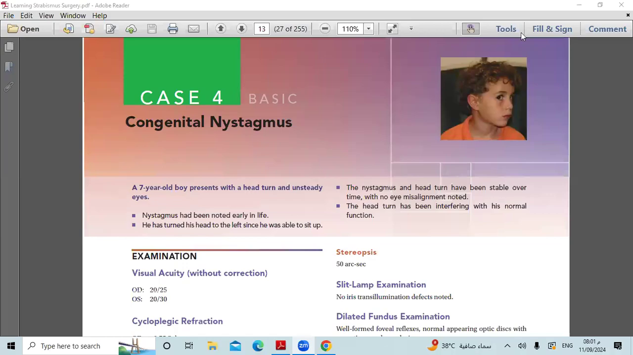A 7-year-old boy presents with head turn and unsteady eyes. Nystagmus has been noted early in life. He has turned his head to the left side since he was able to sit up. The nystagmus and head turn have been stable over time with no eye misalignment noted. The head turn has been interfering with his normal function.